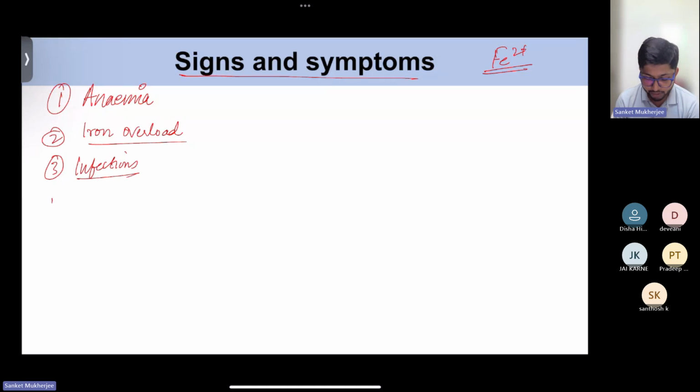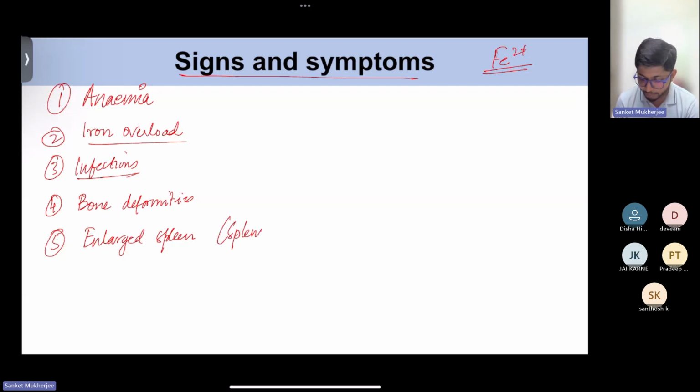And then there are bone deformities, again due to the lack of hemoglobin. There are some skeletal malformations and all this. And then another thing that happens is an enlarged spleen, which is an organ you must know. This is called splenomegaly. These are the symptoms or signs of the disease.